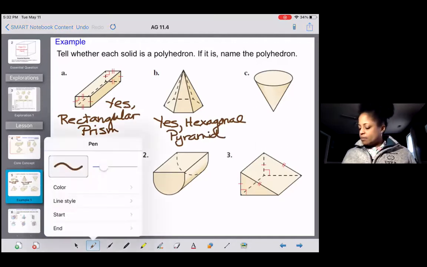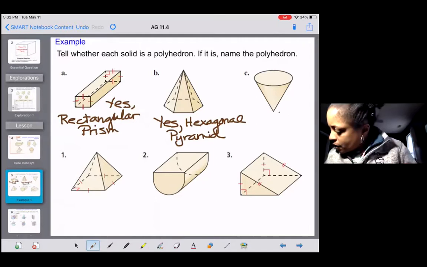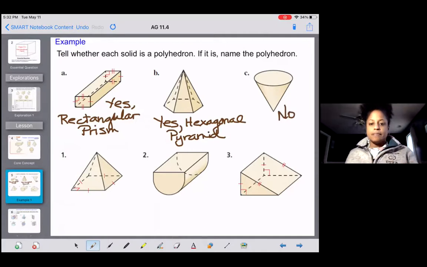Okay, what about C? Is that a polyhedron? Nah, of course not. It's got a circle in it. That base is a circle, so no, it's not. Okay, try 1, 2, and 3 on your own. Say yes or no, and if it is, then name it. I'll be back.